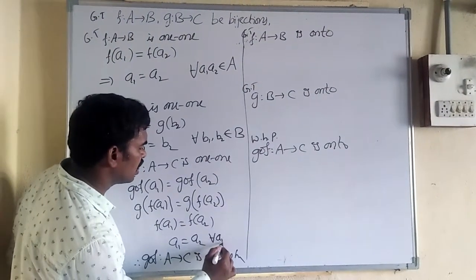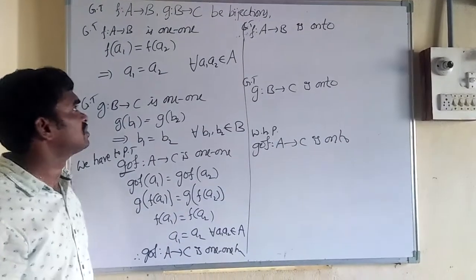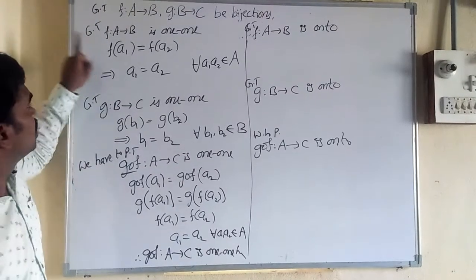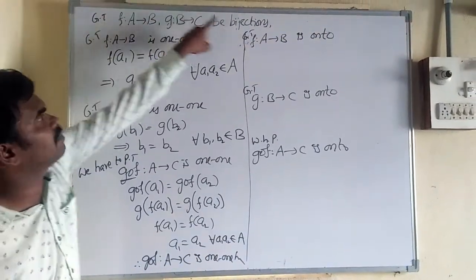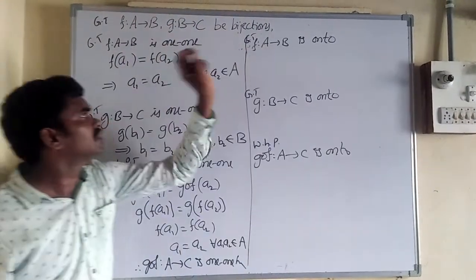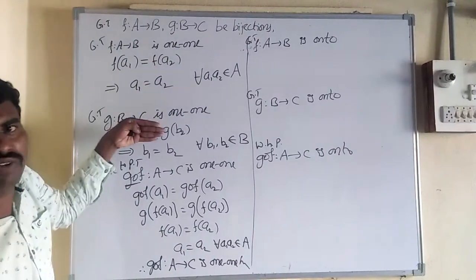Here, for all A1, A2 belongs to which set? Capital A. Is it clear? Do you want once again? So listen. Given that F: A to B is a bijection. Bijection means F: A to B is 1-1 and F: A to B is onto. We can prove that. First I am simplifying the 1-1 part.